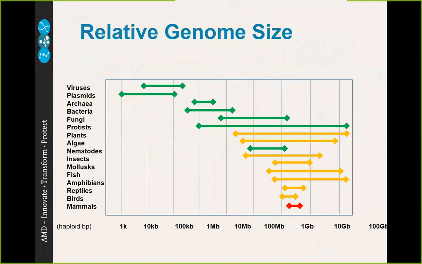This illustration gives you an idea of relative genome size for a number of entities. Humans fall into about 3 billion nucleotides, and just to give you some perspective on that, Listeria is 3 million nucleotides, so humans are quite a factor more than that.